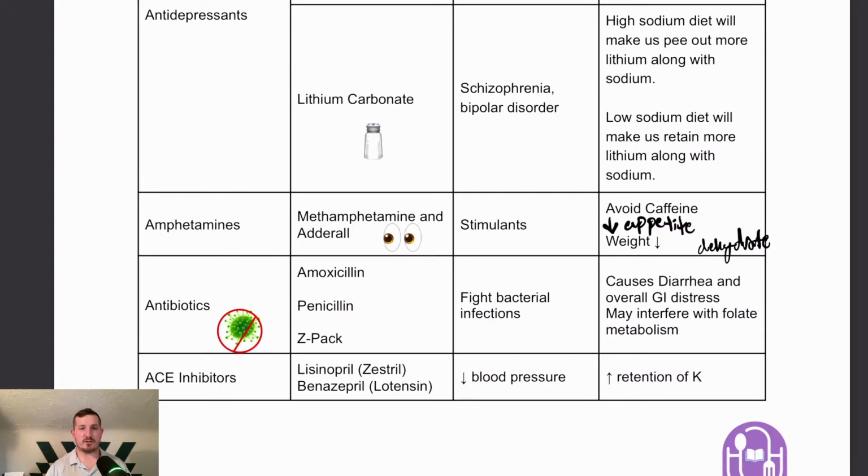For ACE inhibitors, we've got lisinopril, Zestril, benazepril, Lotensin. The goal of these is just to decrease blood pressure. That's what they do. So they decrease your blood pressure, and they can cause increased retention of potassium. Okay, in the kidneys, we end up retaining a bit more potassium when it comes to taking ACE inhibitors.